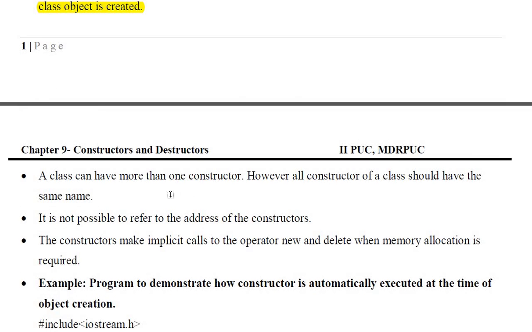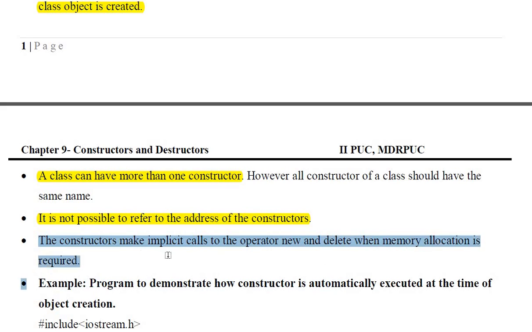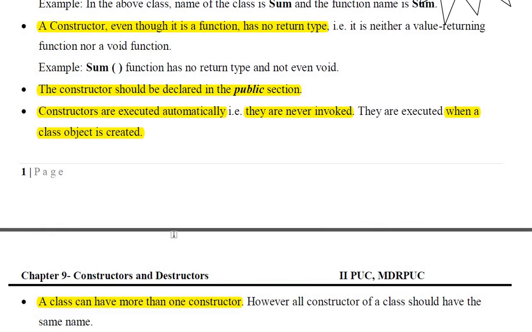Then, a class can have more than one constructor. So we can create many constructors. Many constructors means many functions having the same name as the class name. It is not possible to refer to the address of constructors. The constructor makes implicit calls, implicit means automatic calls, to the operators new and delete when memory allocation is required. So these are the points about the rules or characteristics for creating constructors.